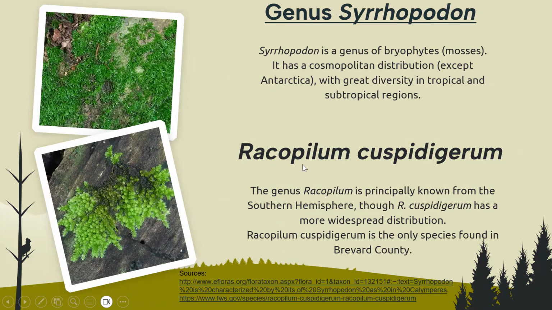Rhacopilum cuspidigerum is the second moss that I have here in the slide. And the genus Rhacopilum is mainly known from the southern hemisphere, although this species has a more widespread distribution, and it is actually the only species of this genus that is found in Brevard County. That's how I was able to identify it to species.